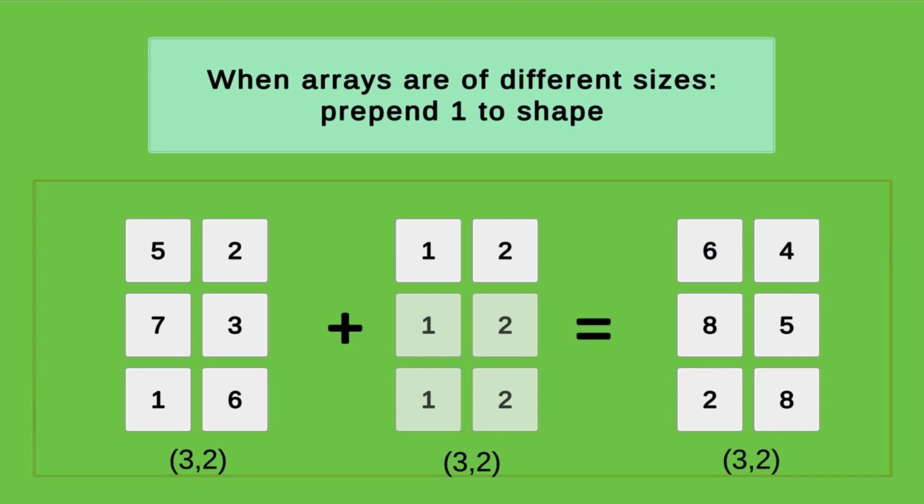In conclusion, for the arrays to be broadcastable, the values of axis should be either the same or should be 1.